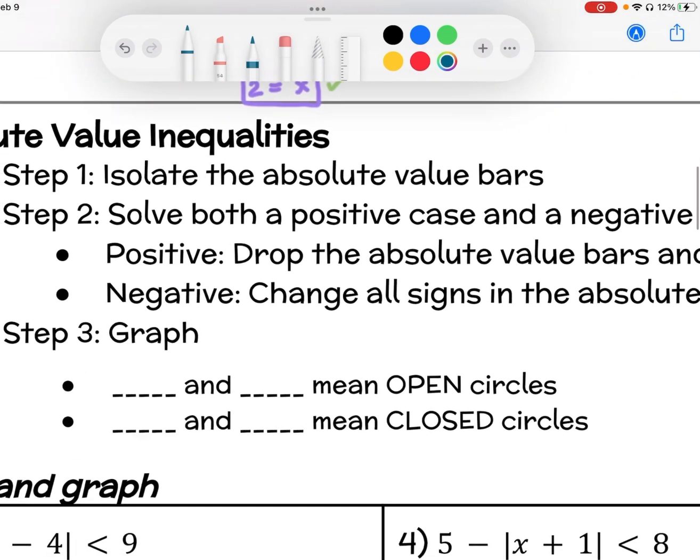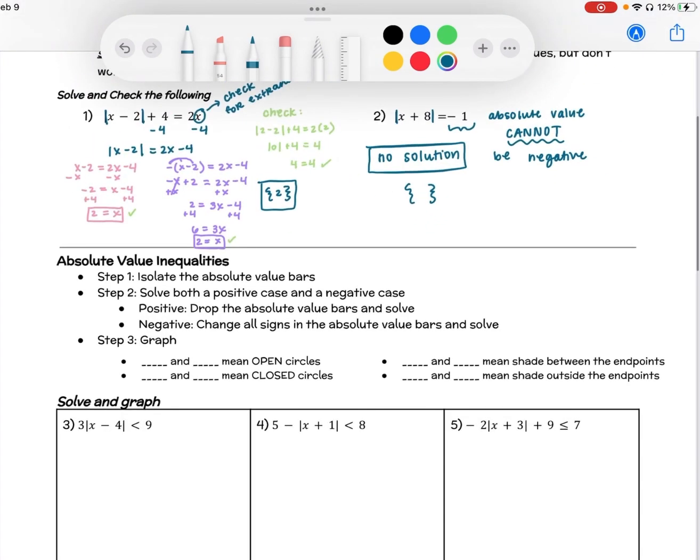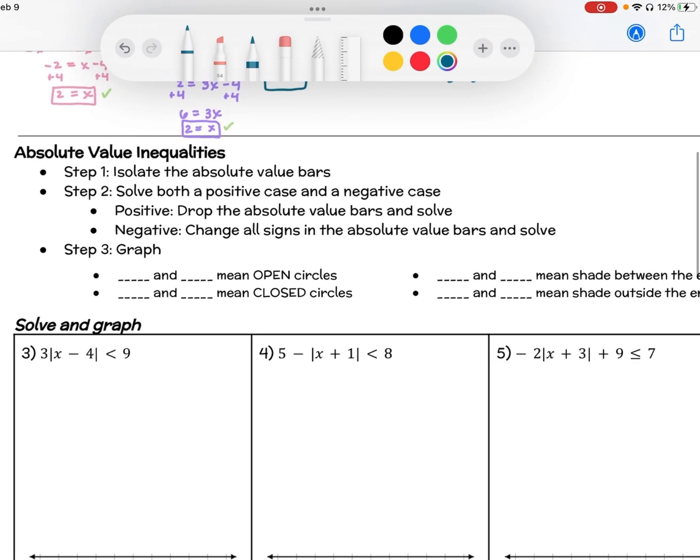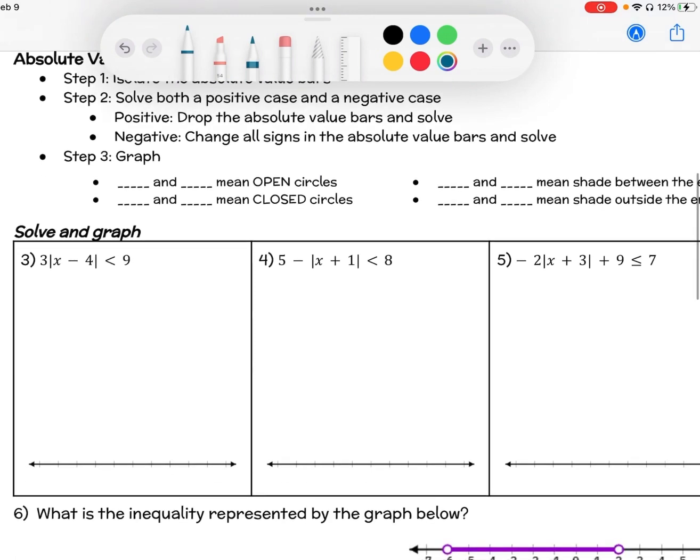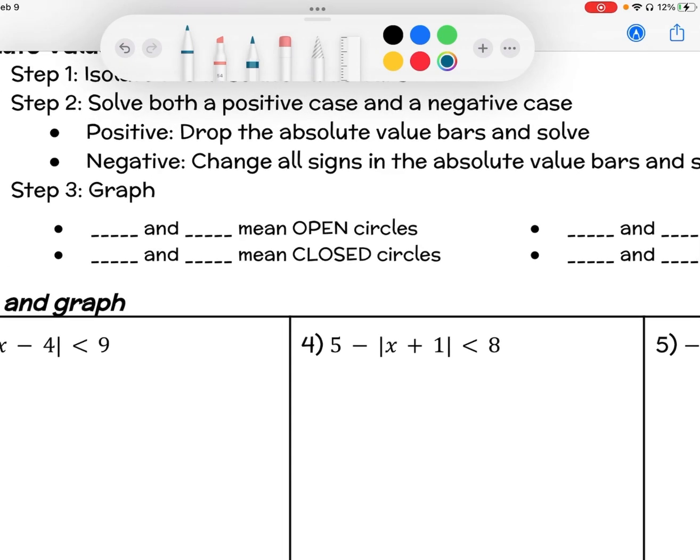All right, so we're going to go ahead and go to absolute value inequalities. For absolute value inequalities, we're going to follow the same steps we did before. We're going to isolate, and we're going to solve the positive and negative cases. Then we have to graph it on a number line. So it changes a little bit, and it depends on what inequalities we have.